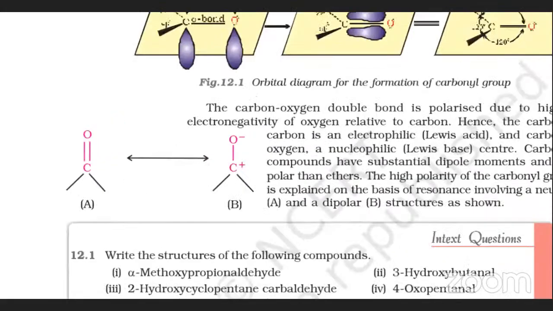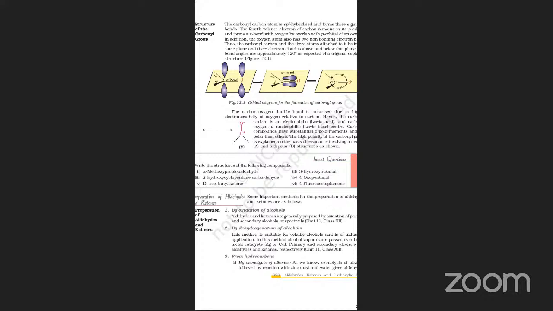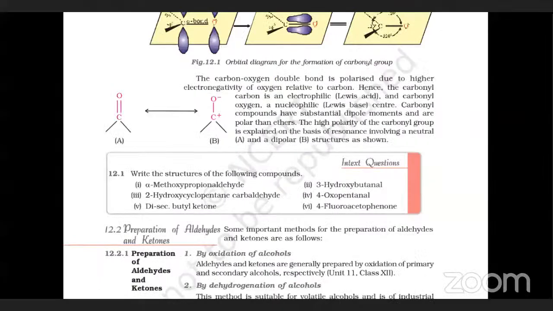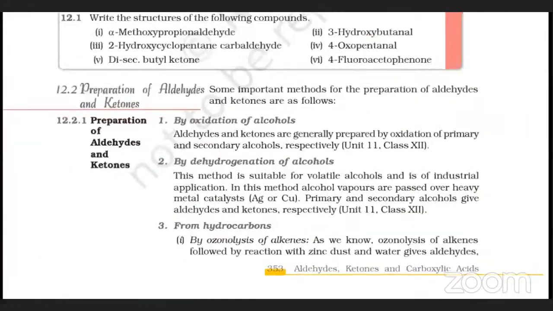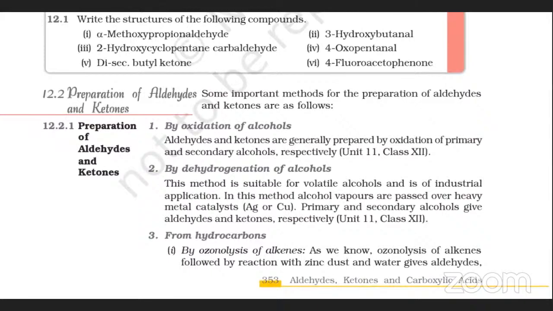After completing the IUPAC nomenclature of carbonyl compounds like aldehydes and ketones, we are going to discuss the preparation of aldehydes and ketones. So how do we prepare aldehydes and ketones? In the previous lesson we saw the chemical properties of alcohols, and how we prepare aldehydes and ketones.